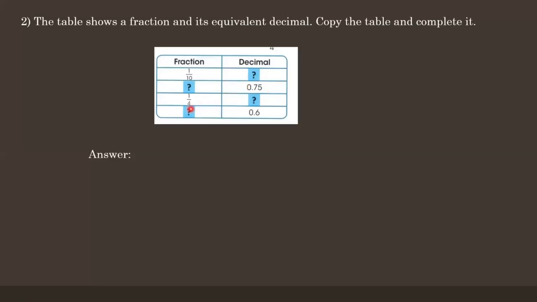Now what is 1 by 4? Just divide 1 by 4 and you will get the answer as 0.25. This also we have done in the previous question, the number line.